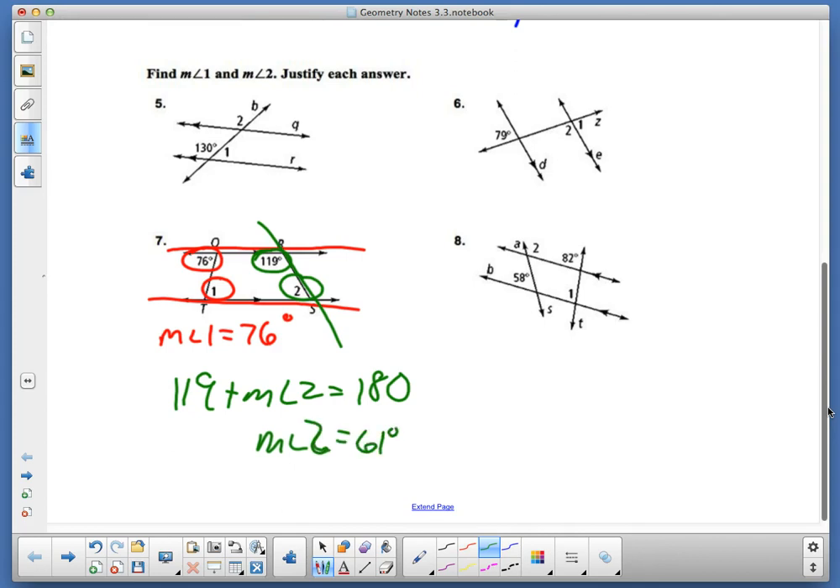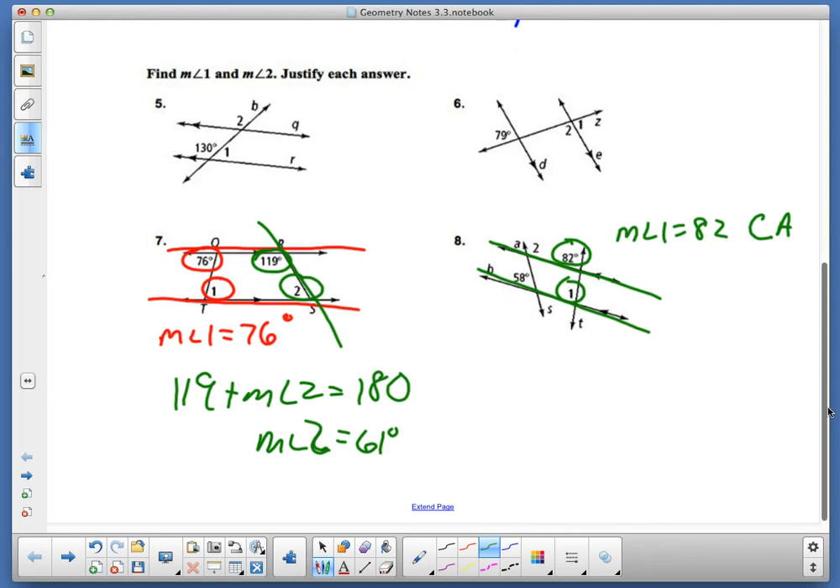Okay? Any other follow-ups with that? Great questions. 8. The measure of angle 2 is 122, same side interior or vertical angles. Measure of angle 1 is 82 degrees, corresponding angles. Okay, questions there? Yeah, so let's talk about that. So if I go, this is my parallel line, right? This is 82, the measure of angle 1 corresponding. Measure of angle 1 equals 82 degrees because it's corresponding angles.